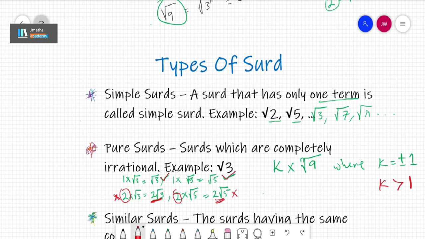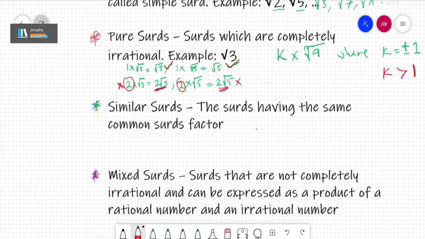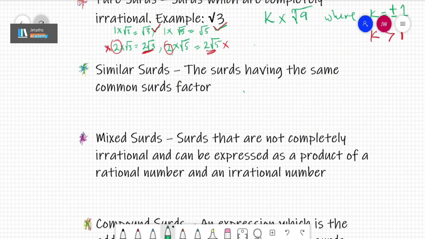Okay, so that's all for pure surds. And the next surd is our similar surds. Quite easy. It says that the surds having the same common surd factor are known as what? Similar surds. Okay, an example is this. If you have root 2 and 2 root 2, 4 root 2, 6 root 2, and so on and so forth, these are all similar surds because they have the same common surd factors.